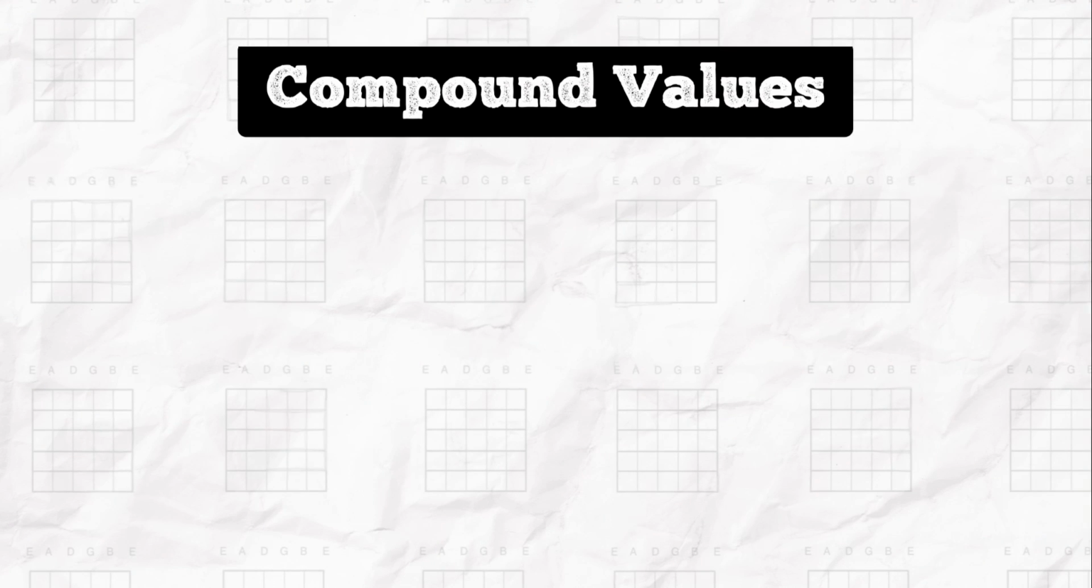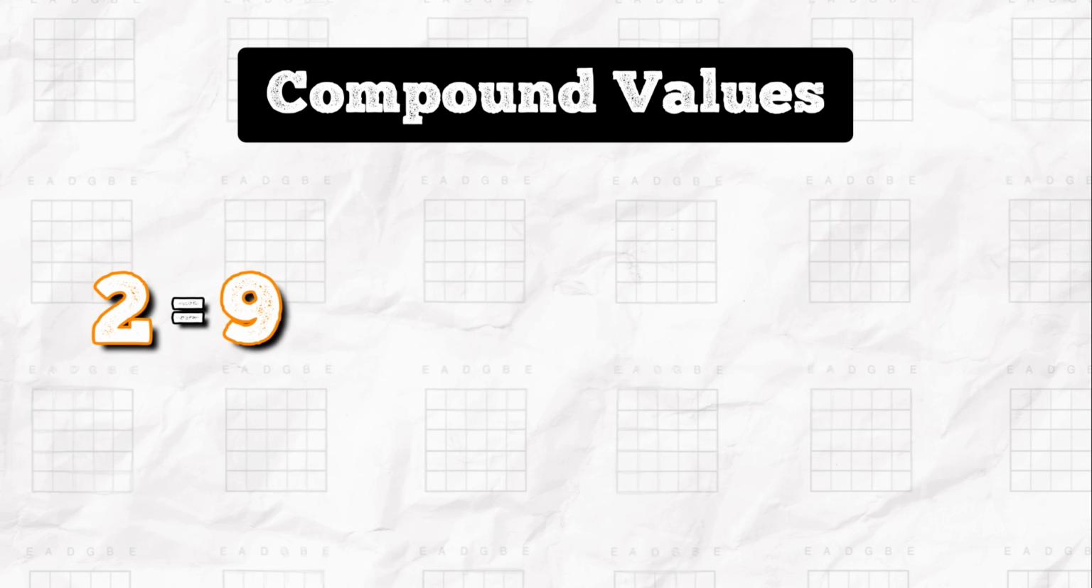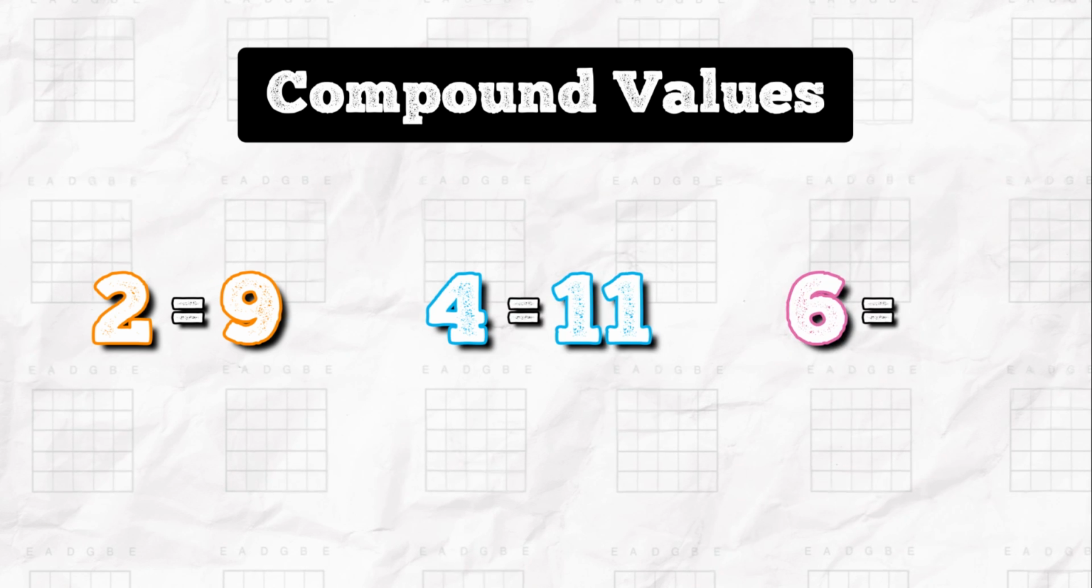Here's a cool way of looking at the compound values. 2 is the same as 9. So anytime you see a second, you can think of it as being a 9th. Anytime you see a 4, that could be an 11. And 6 could be a 13.